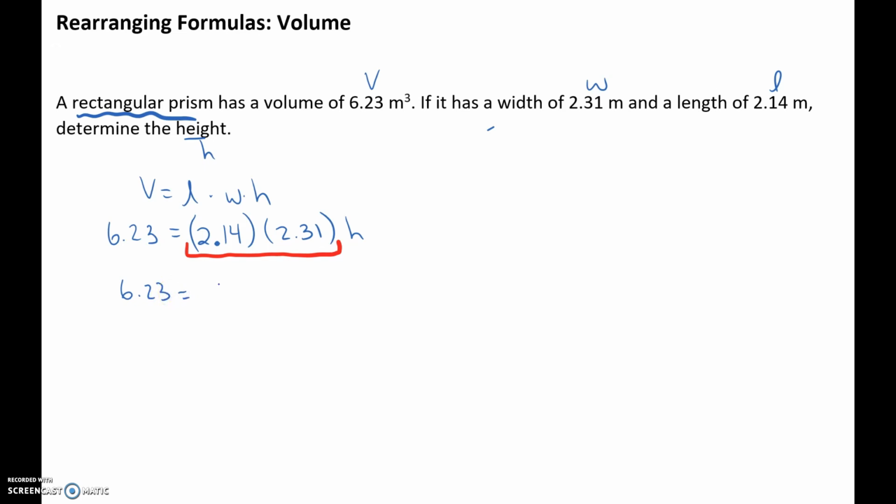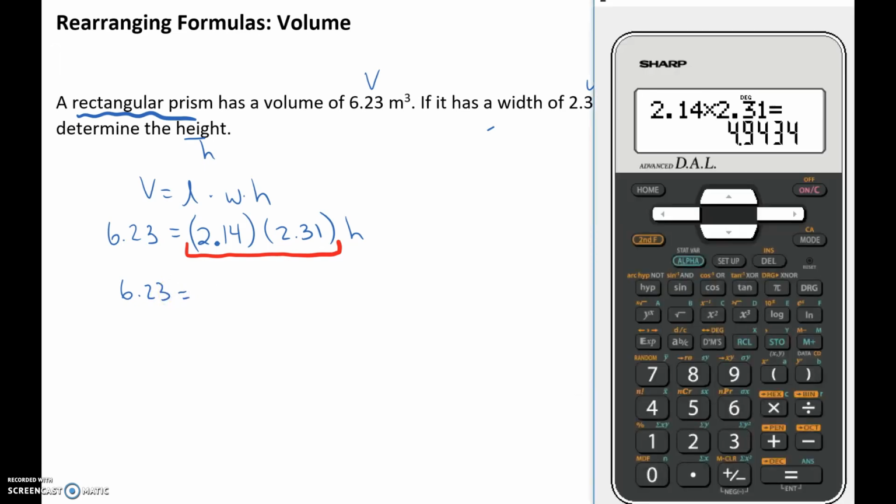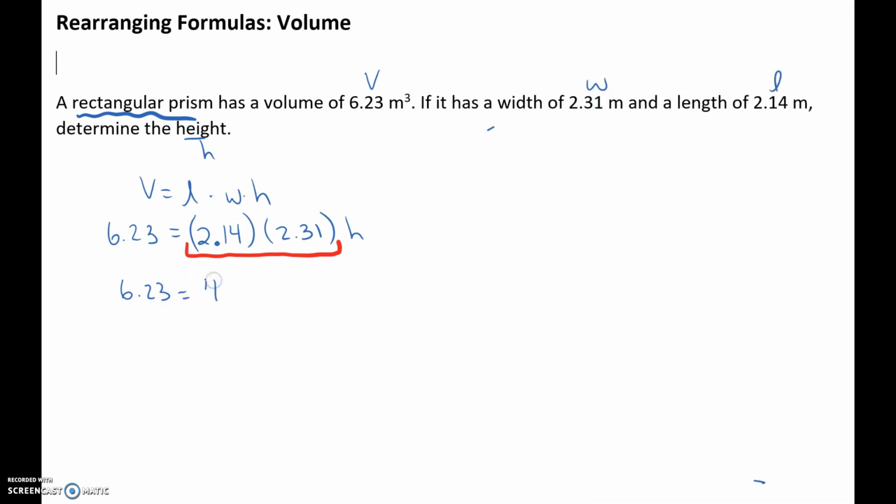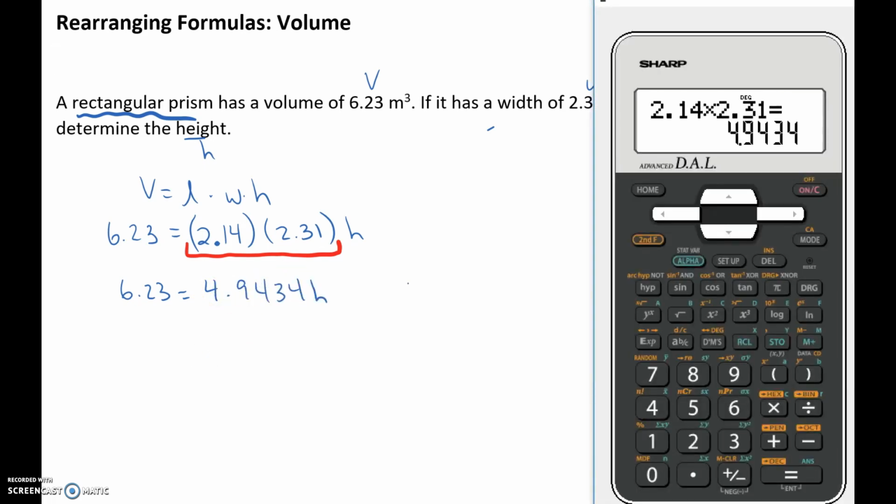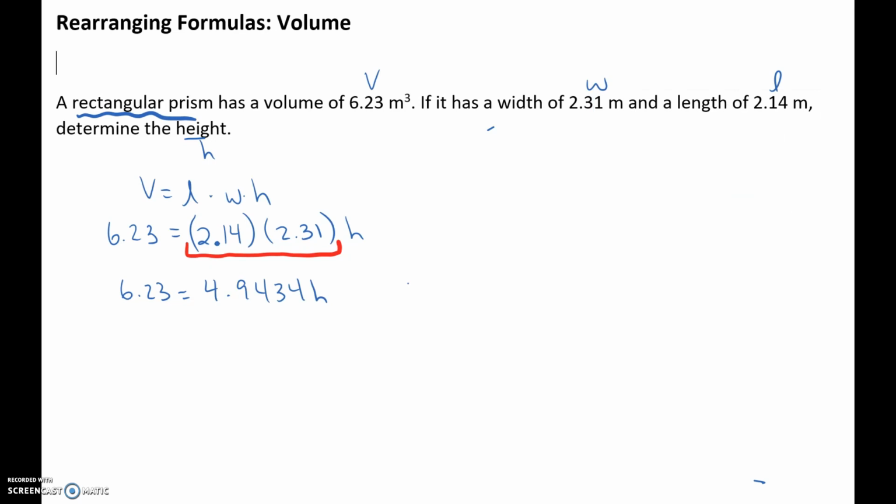6.23 is equal to 4.94 h. We can now solve for h. Since h is located on the right-hand side and it's connected to the value 4.9434 through multiplication, we divide both sides by 4.9434.